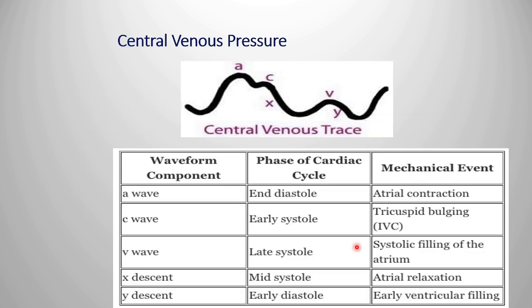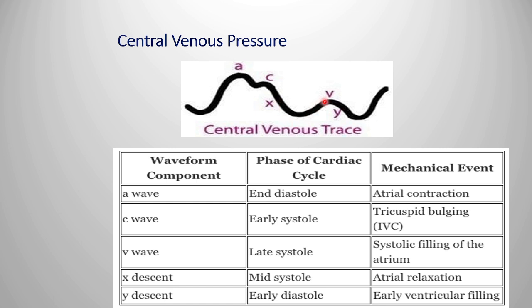What are the various waves? Because we are measuring in and around the heart, right atrium, so it's a right atrial pressure. At the heart, the first positive wave is the A wave because of atrial contraction. C wave is early systole. X is because of atrial early relaxation.